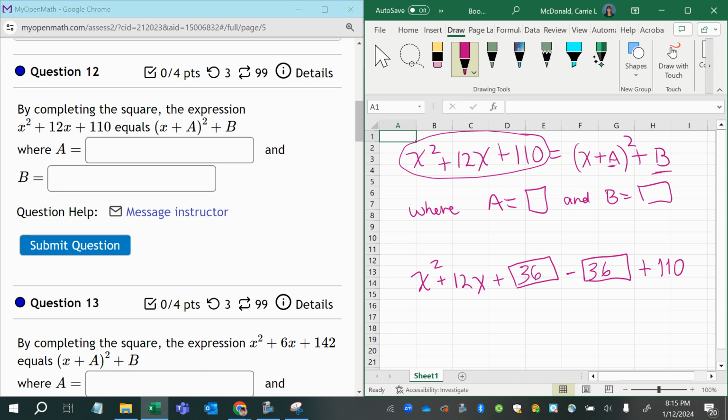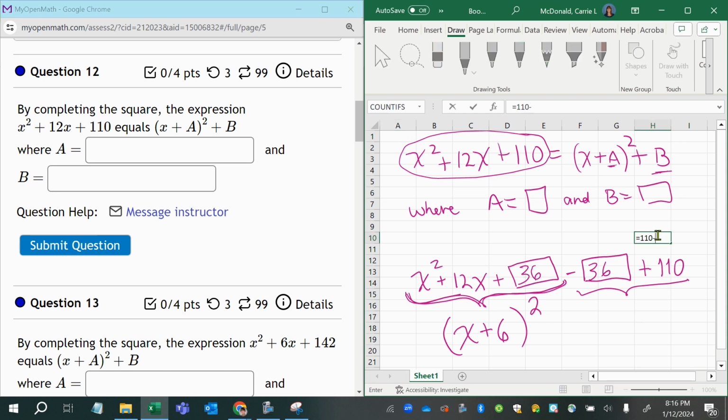Okay, so the reason I did that is because I want to take these three terms and rewrite them as a perfect square. I want to take this perfect square trinomial that I've created and rewrite it as a binomial squared, like that. Then I'm going to combine these two constants. So what is 110 minus 36? 110 minus 36 is 74. So I'm going to have plus 74.